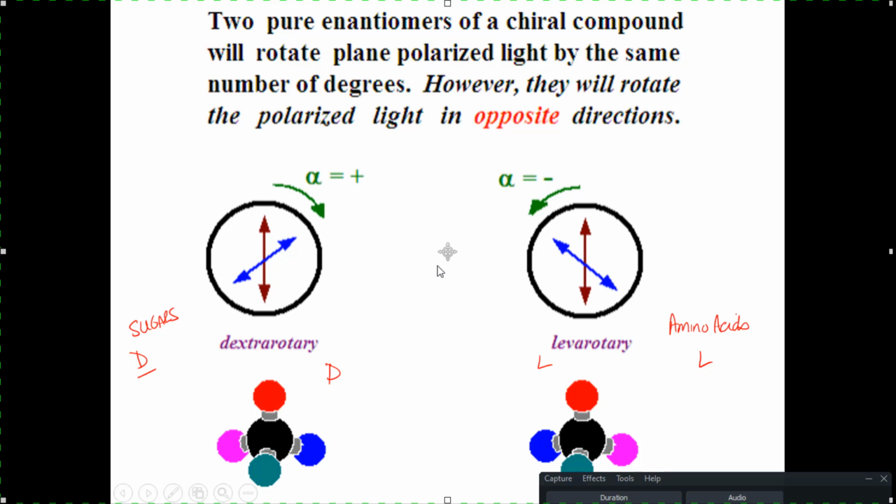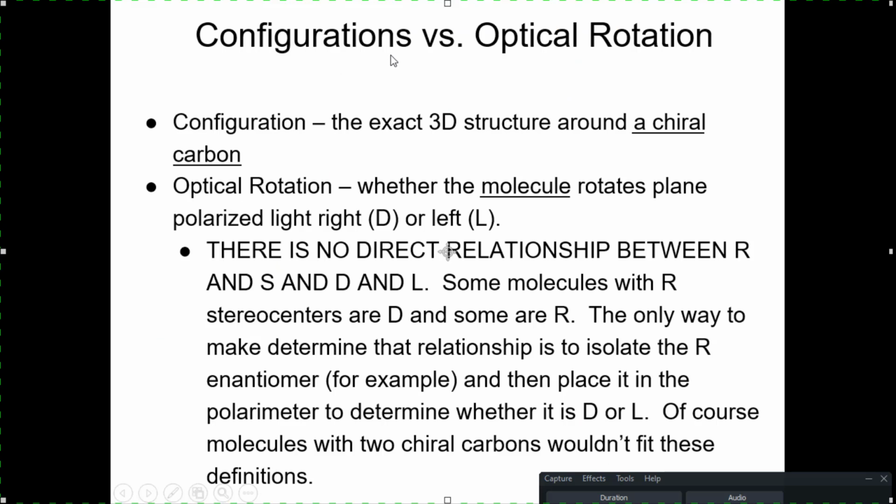But this D and L term is used for determining, like, sugars are D and the amino acids are L. So that's where the difference between configuration and optical rotation is. The configuration is the exact three-dimensional structure around a chiral carbon. Optical rotation is whether the molecule rotates plane polarized light D or L. And there's no direct relationship between R and S and D and L. Some R's are D, some R's are L.